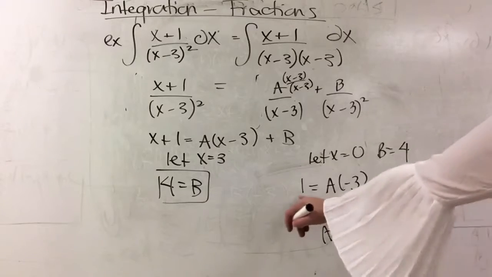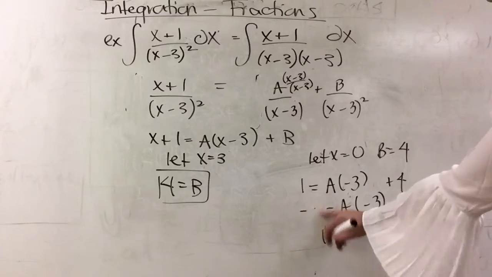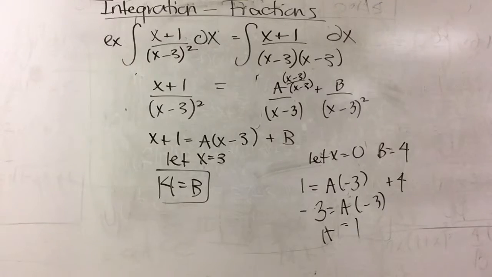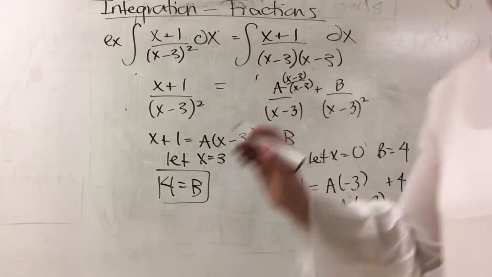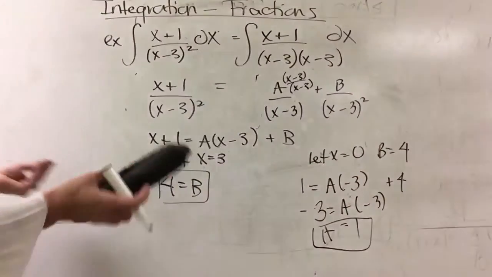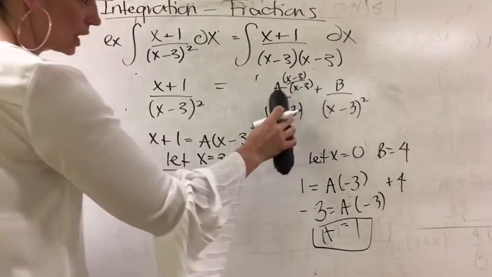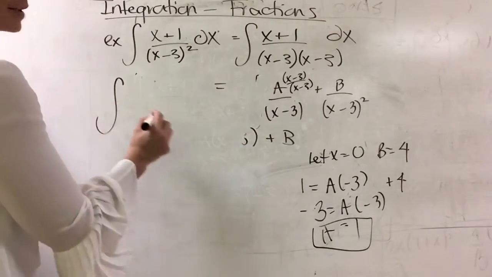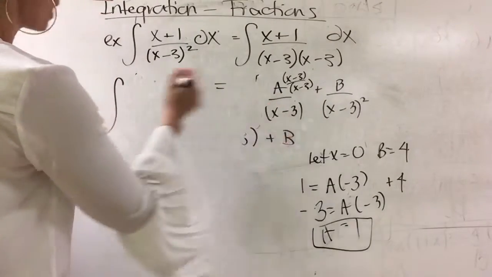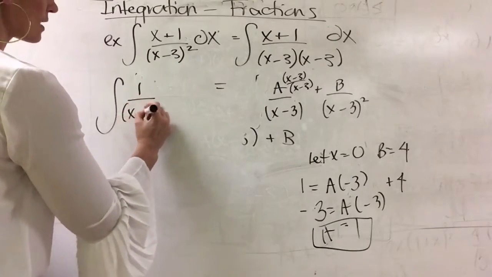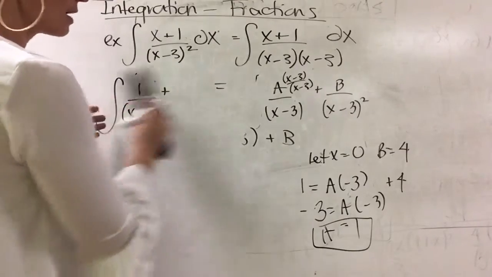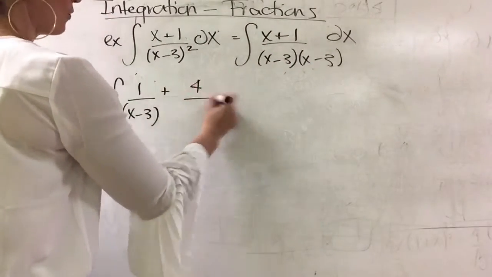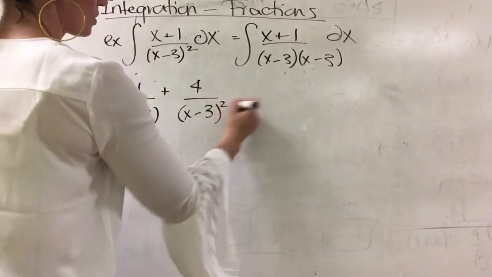Oh, 1 minus 4 is not minus 4. This is minus 3. So A equals 1. Okay, so now I have A and now I have B. So I'm going to plug A and B back in. All right, so I'm going to go all the way back here, and I'm going to plug A and B back in. So this whole thing is equivalent to, A is 1, so 1 over x minus 3 plus B, which is 4, over x minus 3 squared dx.